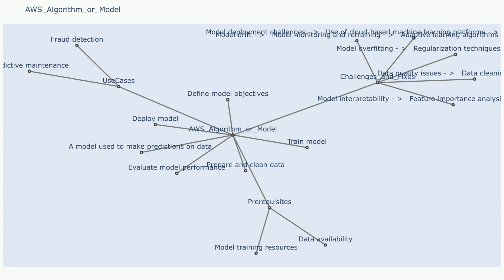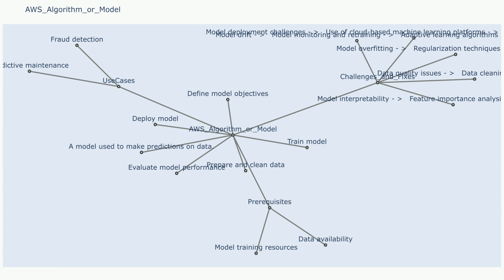Model drift: the performance of a model degrades over time due to changes in the data distribution or underlying patterns. Model monitoring and retraining: regularly monitoring the model's performance on new data and retraining it periodically to adapt to changes in the data. Adaptive learning algorithms: algorithms that can continuously learn from new data and update their parameters automatically without requiring explicit retraining. Ensemble methods: combining multiple models to improve robustness and reduce the impact of drift.